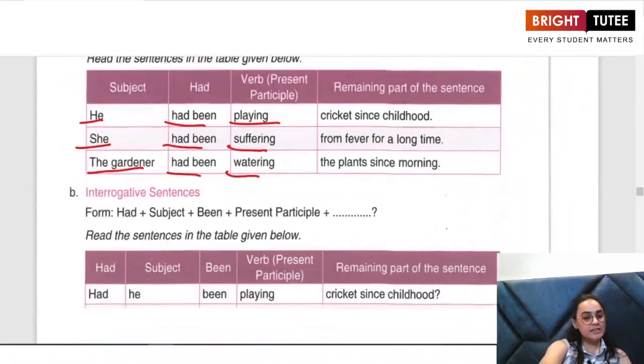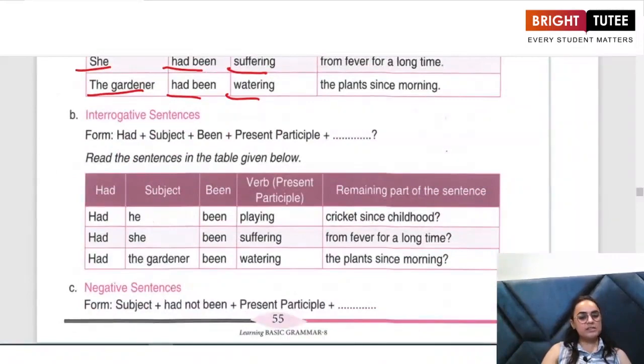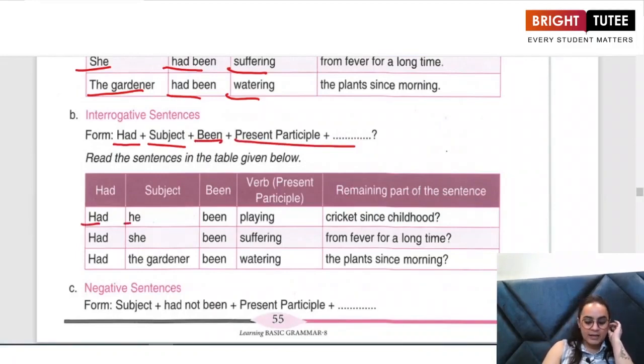Then we have the interrogative sentences. What is the structure of interrogative sentences? We use the helping verb had, followed by the subject plus been plus the ing form of the verb. For example, had he been playing cricket since childhood? Had she been suffering from fever for a long time? Had the gardener been watering the plants since morning? And so on.